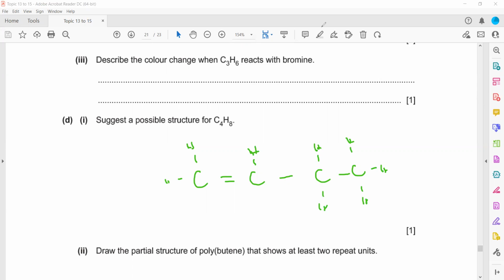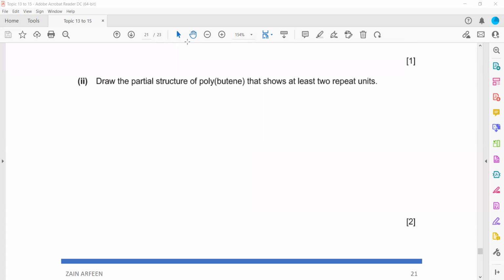Then we have to draw a polymer. To draw a polymer, first you have to draw a monomer, and your monomer should appear like the letter H. Like this is butene: CH2 double bond CH, then CH2 and then CH3. This is butene. So first to draw a polymer, you should know how your monomer should appear, like the letter H.